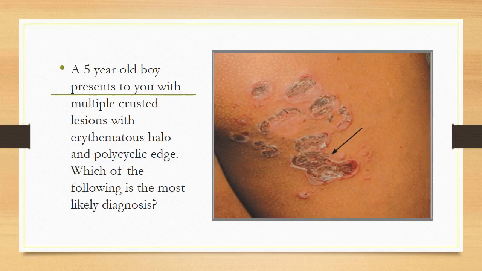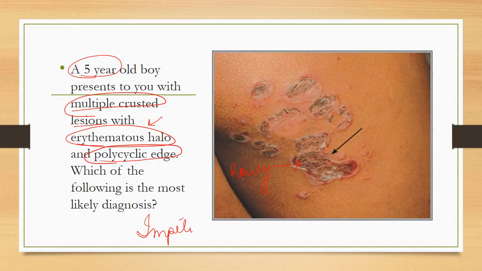In this next image, the question here was, a 5-year-old boy presents to you with multiple crusted lesions. So again, the morphology, erythematous halo. Also, this halo is an important thing that you should note in all diseases. Then the edge, if it's rounded or polycyclic, and these here are showing the honey colored crust. This is another thing that you have to see, honey colored crust. These point towards staph infections, and this here is impetigo contagiosa. It can be caused by strep also, but staph and strep, most commonly Staph aureus.